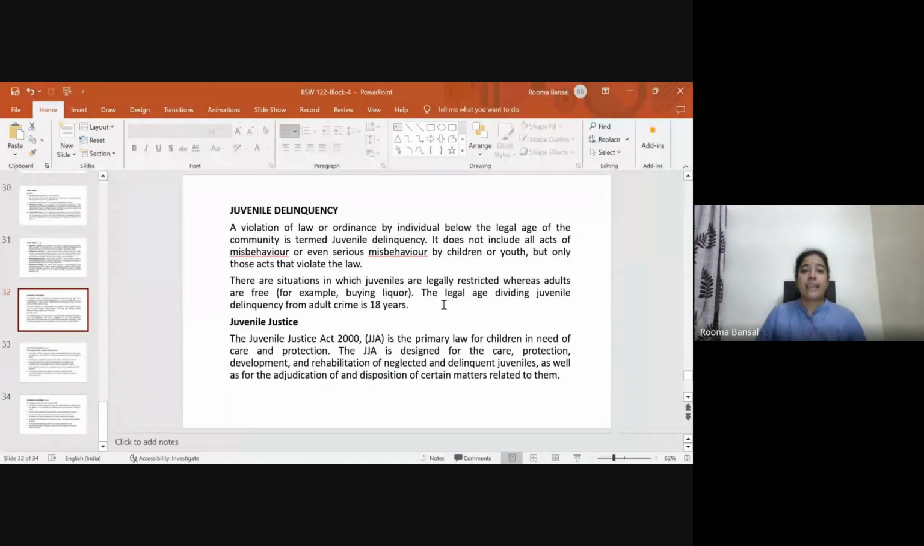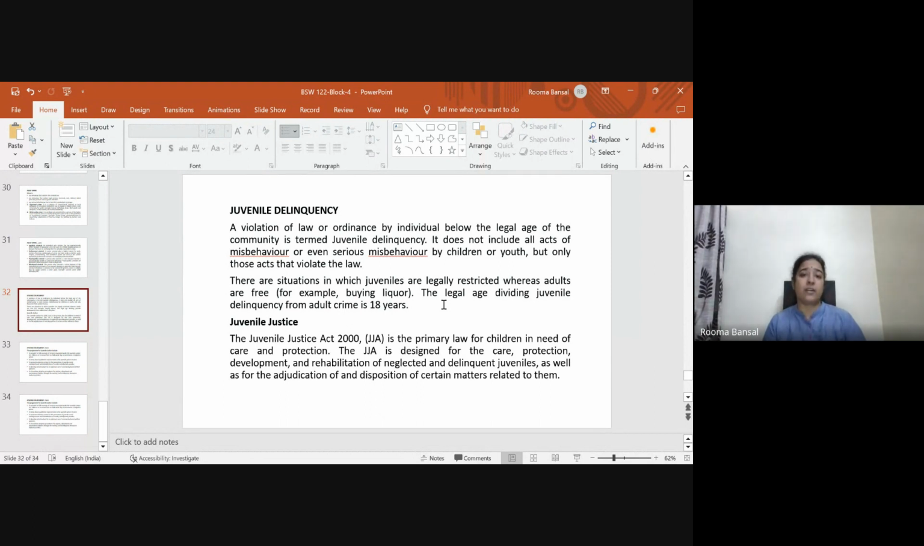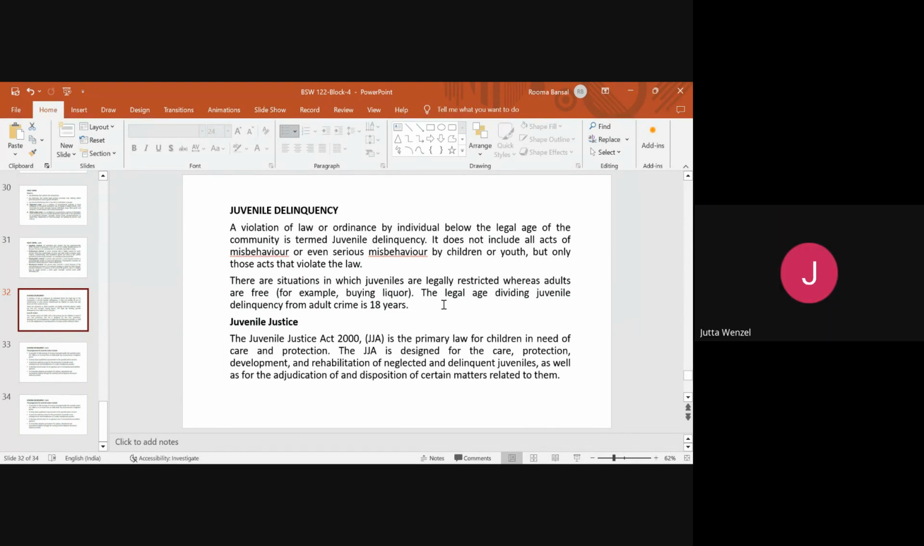Like for buying liquor, there is an age limit in our country. Means an adult can buy liquor, but a teenager or juvenile cannot buy liquor. Liquor means alcohol.